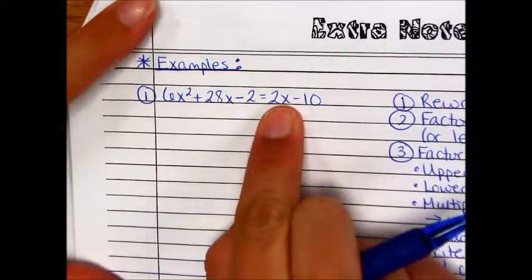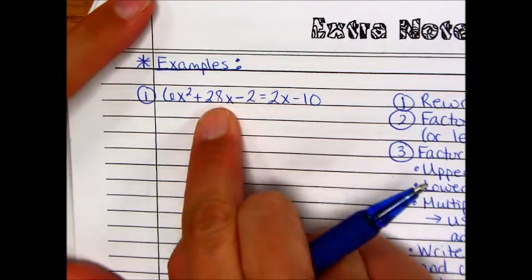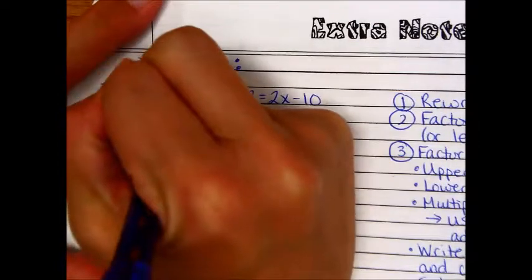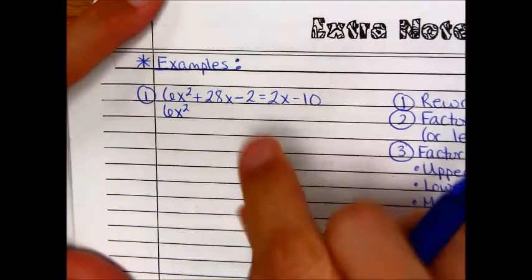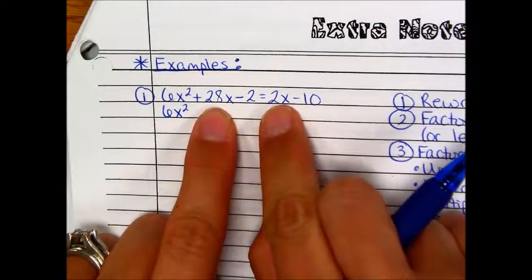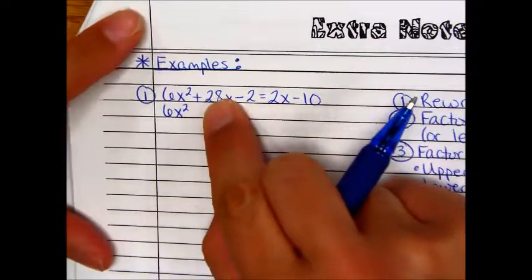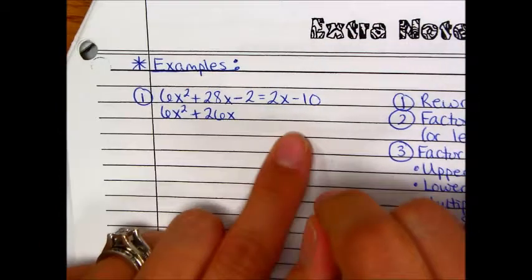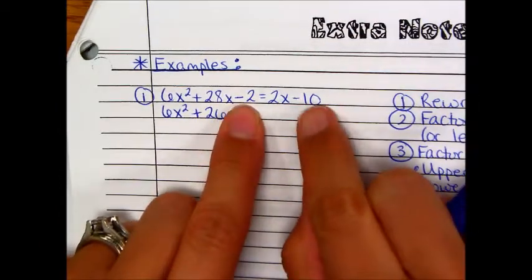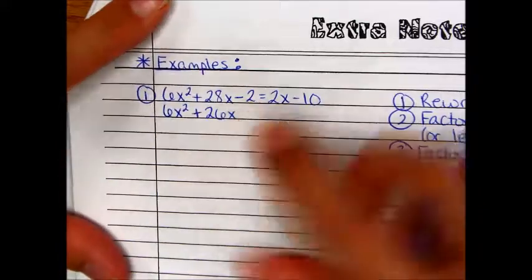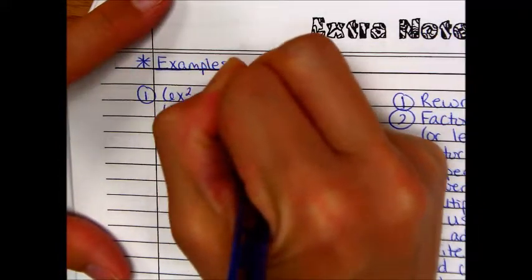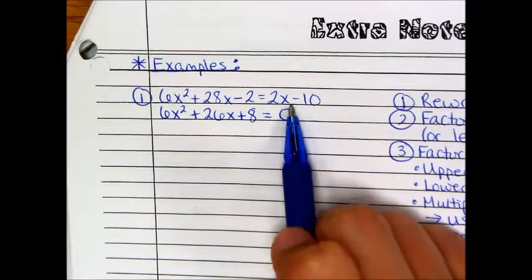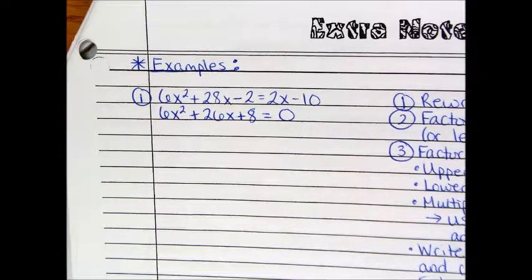We're going to move this 2x over here and this negative 10 over here. So the 6x squared is going to remain a 6x squared. But if I do 28x minus 2x, this is going to become 26x. And if I do negative 2 plus 10, this is going to become a positive 8. And now it equals 0. So I moved everything from the right side over to the left side and made it equal 0.